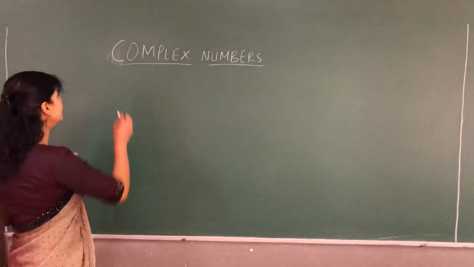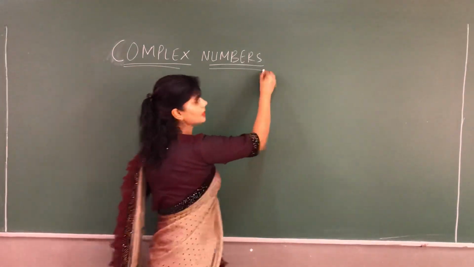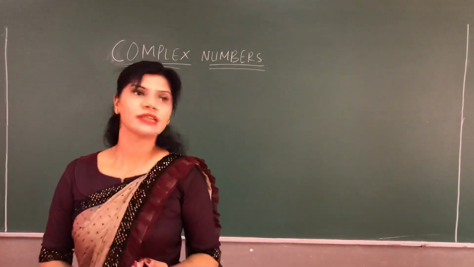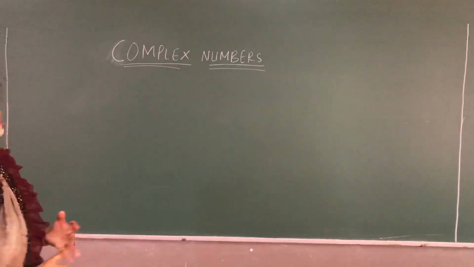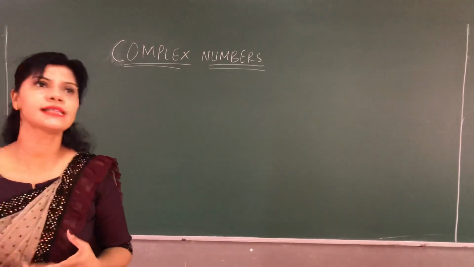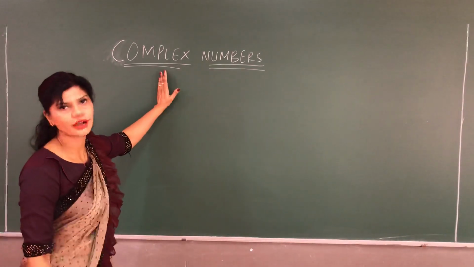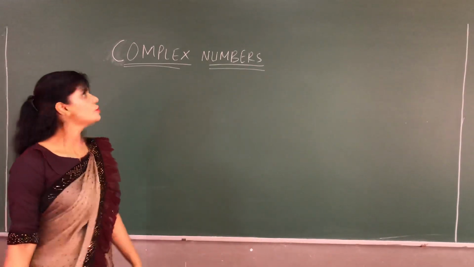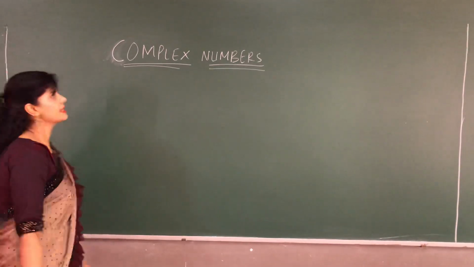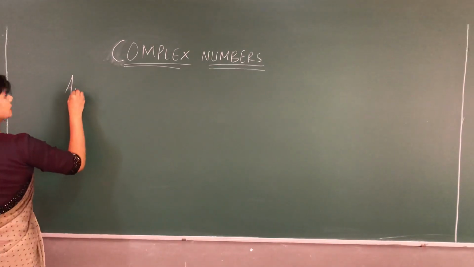So how to introduce complex numbers in mathematics? You all know about natural numbers, integers, the set of whole numbers, the set of real numbers. Complex numbers are different from real numbers, children. So how to define a complex number?